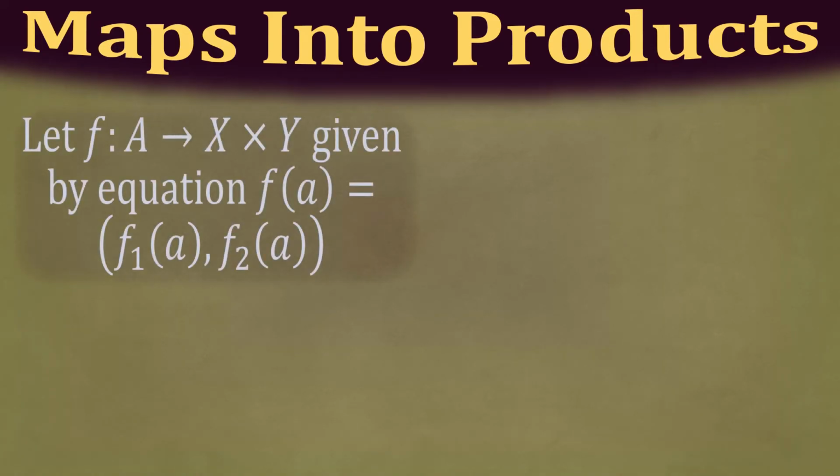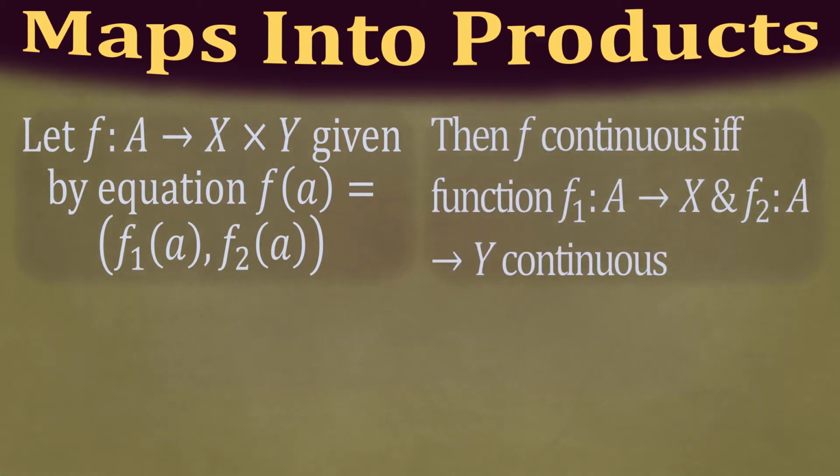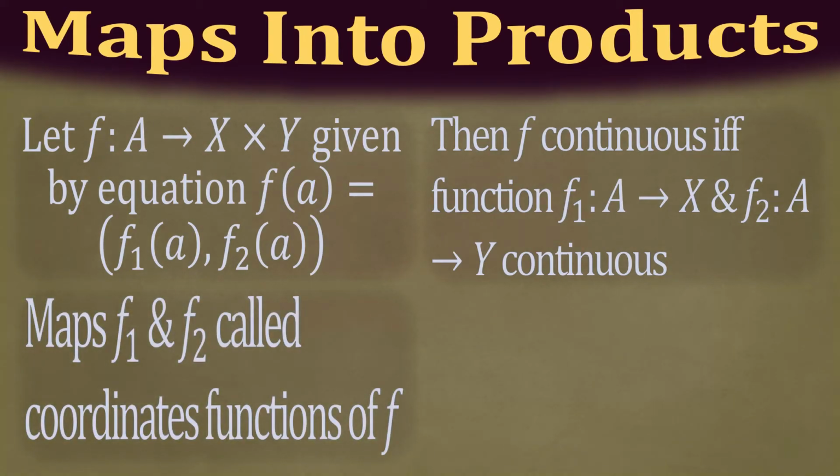Then, let's discuss maps into products. Let f from A to X times Y be given by the equation f of a goes to (f1 of a, f2 of a). Then f is continuous if and only if the functions f1 from A to X and f2 from A to Y are continuous. The maps f1 and f2 are called the coordinate functions of f.